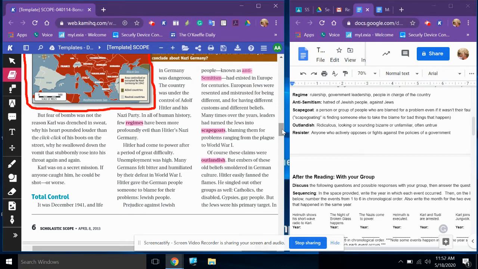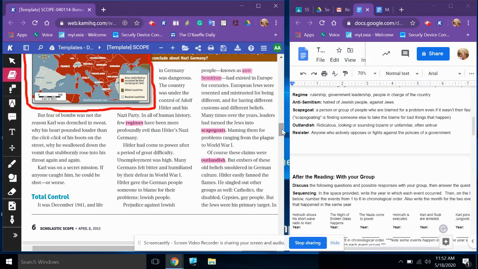Hitler had come to power after a period of great difficulty. Unemployment was high. Many Germans felt bitter and humiliated by their defeat in World War I. Hitler gave the German people someone to blame for their problems: Jewish people.